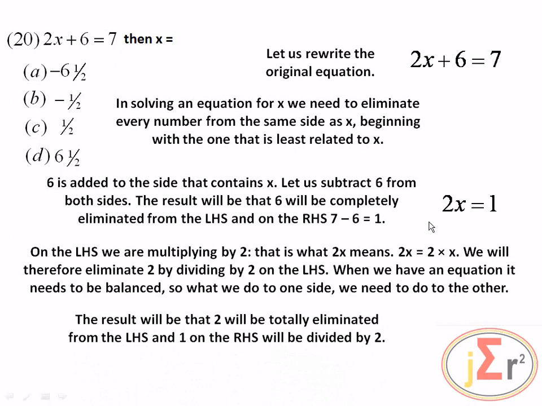So, to get rid of this 2, we divide by 2. Cannot do that alone, we need to divide by 2 on both sides in order to keep the equation balanced. So, divide by 2 here we get x, divide by 2 here we get half. So, eventually, x is equal to half, and that is our option C. The correct answer is therefore option C.